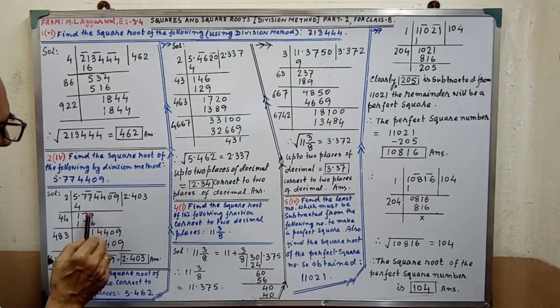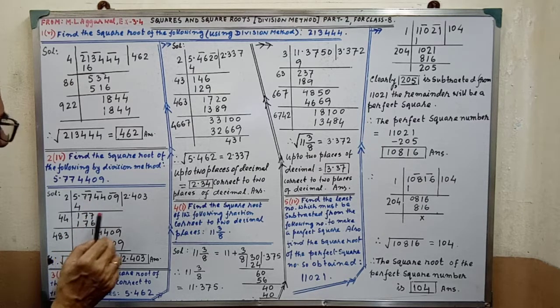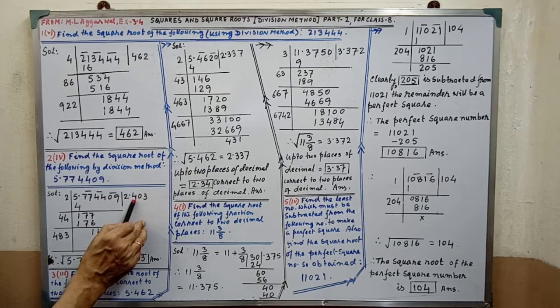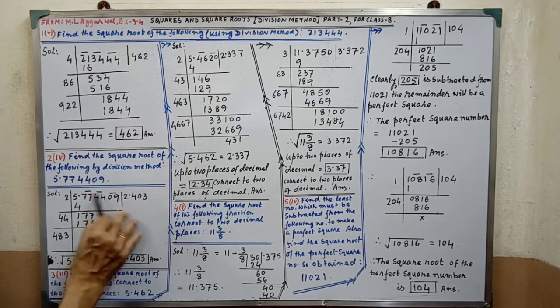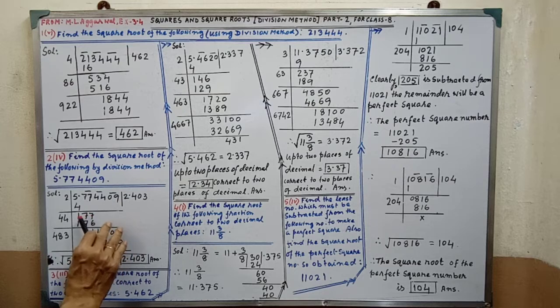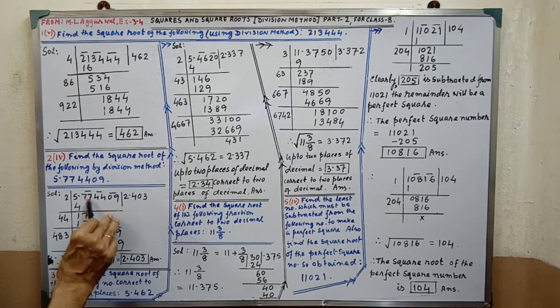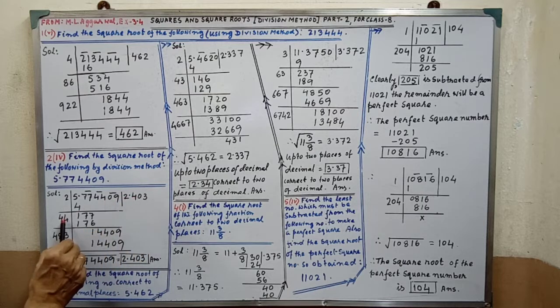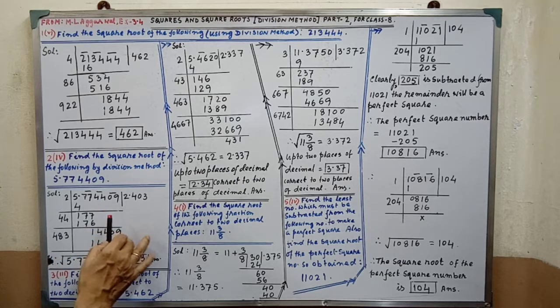Then 2 digits at a time we have to take, that is 7, 7. Then double of 2, that is 4. What you will take here, 4. Here is decimal. This is why you have to take the decimal in the quotient. After that we have to proceed. So after taking 2 digits here, then here it will be 4. Then you have to write 4 here also. Then it will be 176. Then by subtraction we are getting 1.